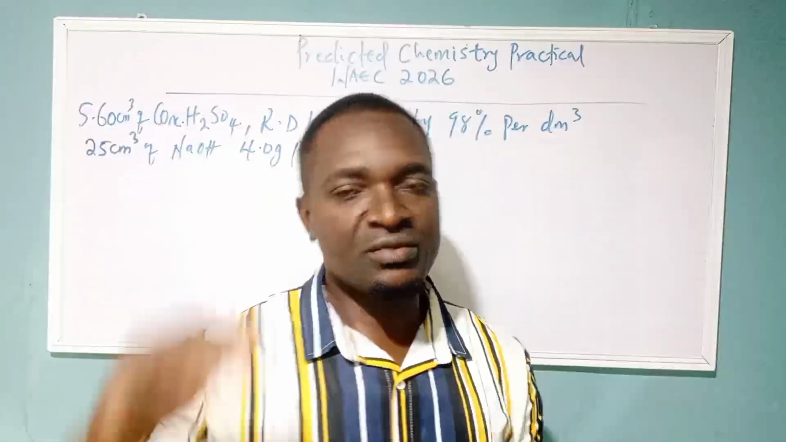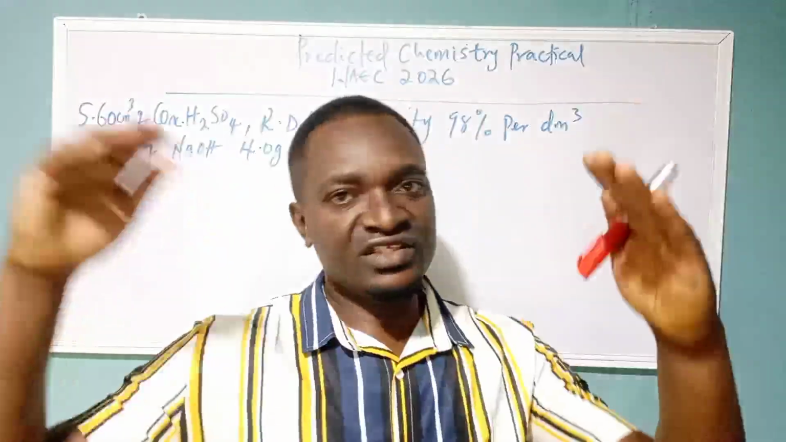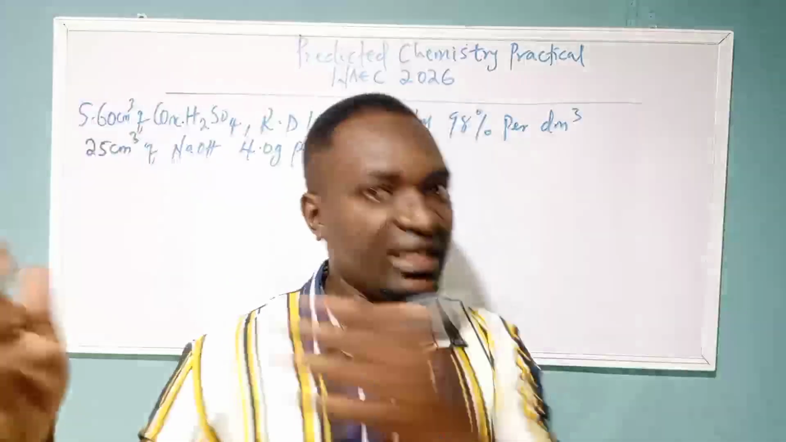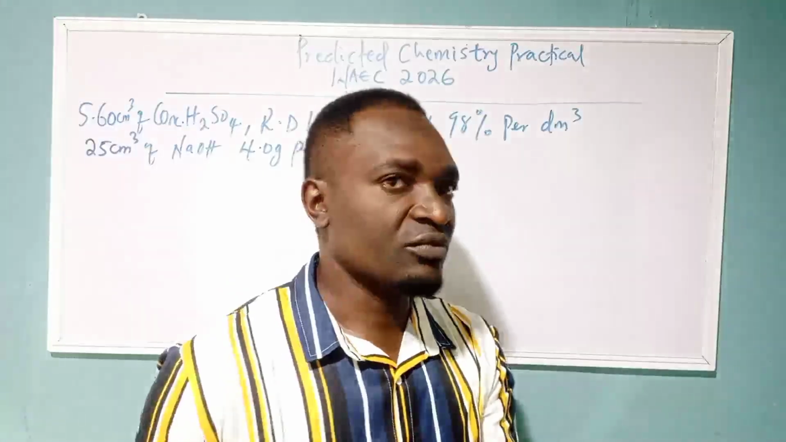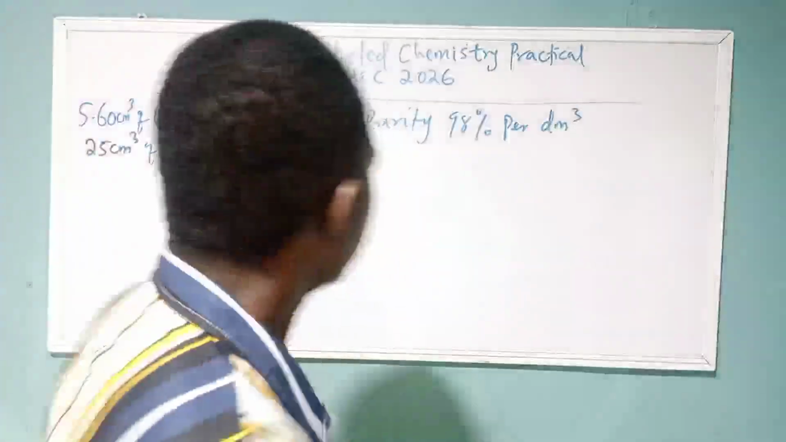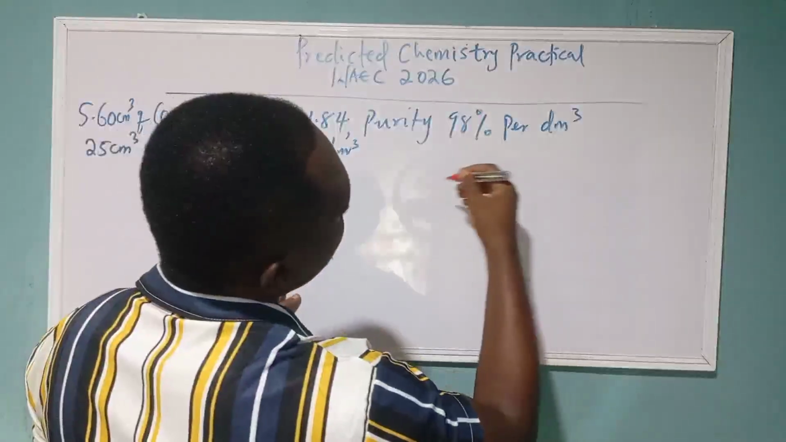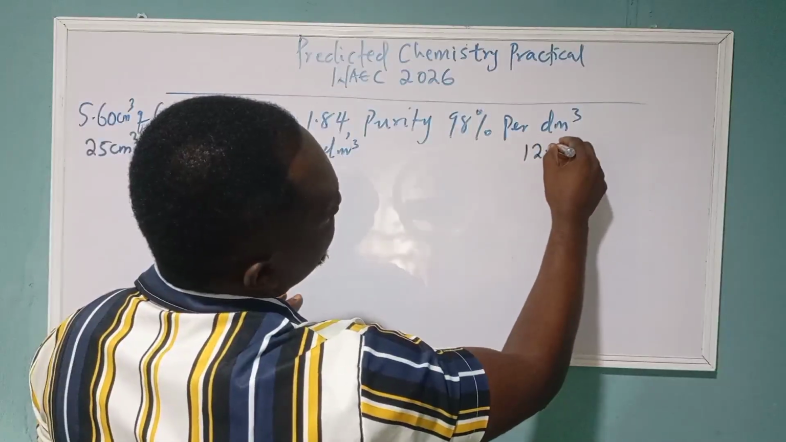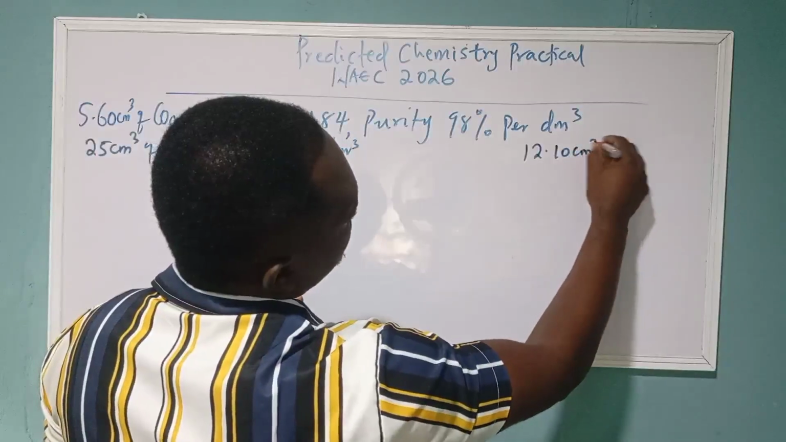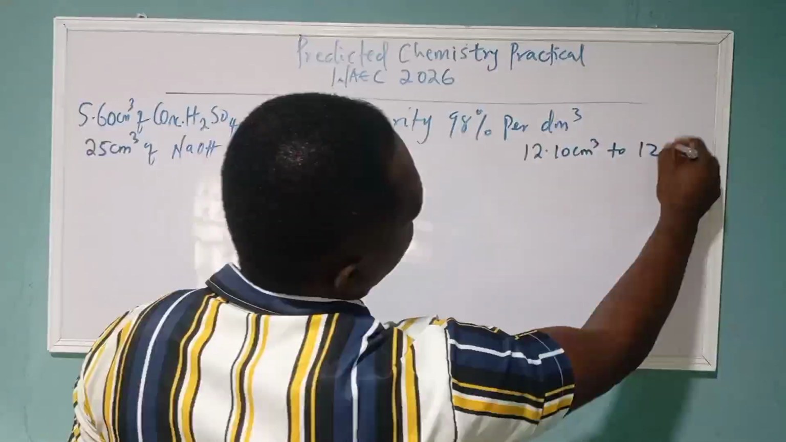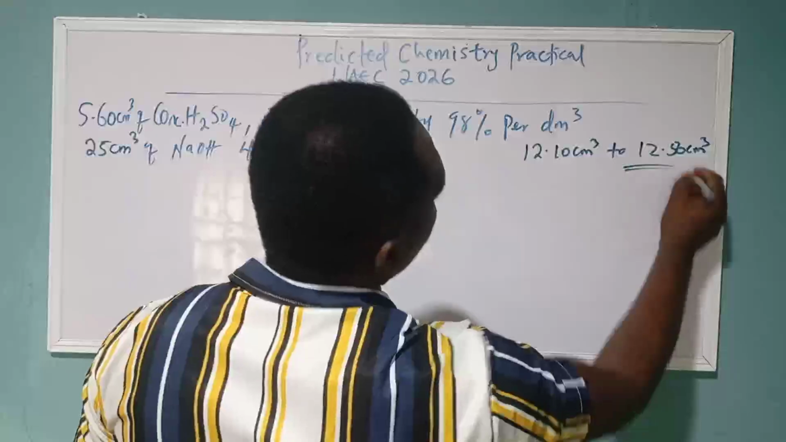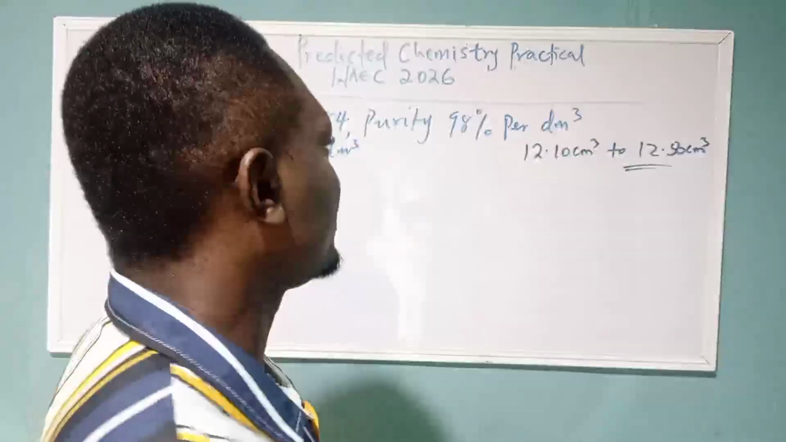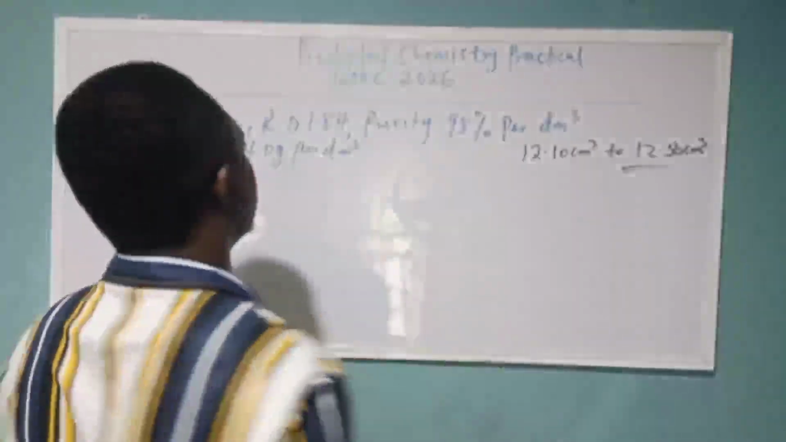Now let's see how you carry out this calculation to get the volume of the acid without using the table. Remember the table where you have your first reading, second reading, initial reading, rough reading, and the rest. Then you find the average volume of the acid, which according to standard should range between about 12.10 cm³ to 12.50 cm³. All right, so let's see how we are going to get this value.